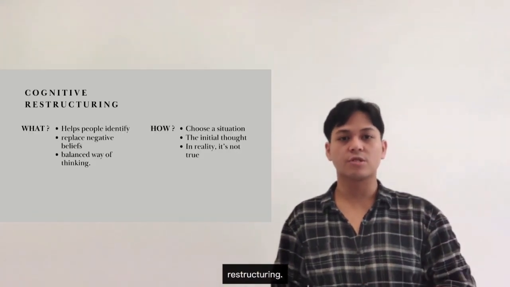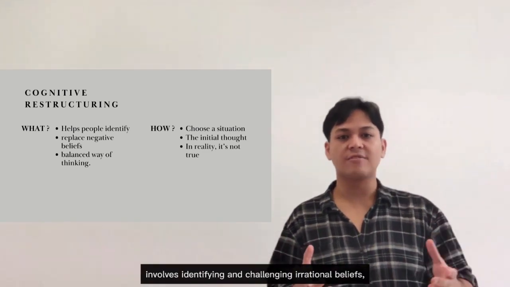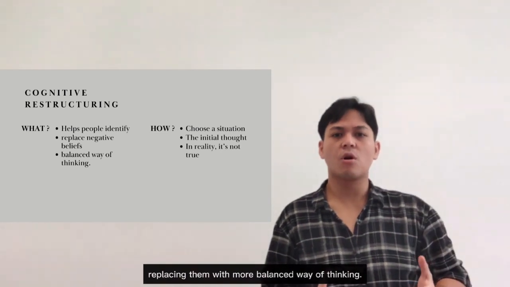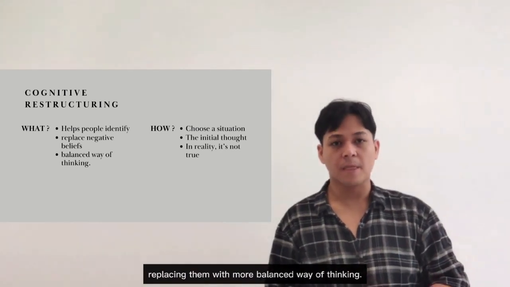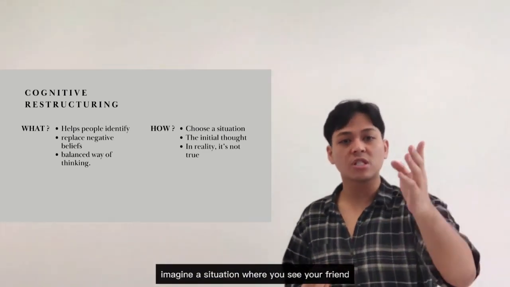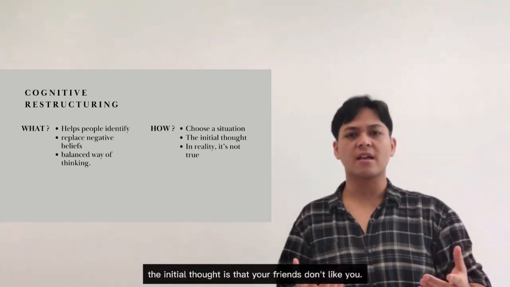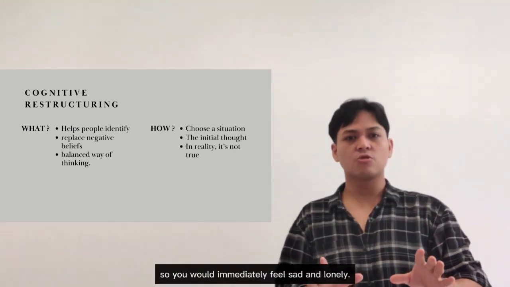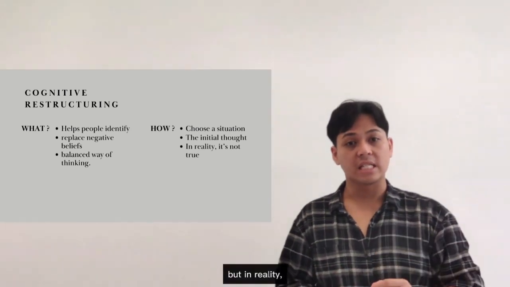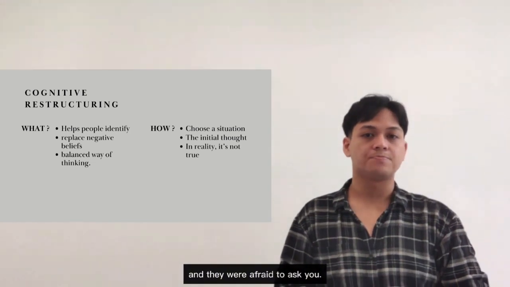First, cognitive restructuring. It's a cornerstone technique that involves identifying and challenging irrational beliefs, replacing them with a more balanced way of thinking. An example would be, imagine a situation where you see your friend has gone out without you. The initial thought is that your friends don't like you, so you would immediately feel sad and lonely. But in reality, they actually thought you were busy and they were afraid to ask you.